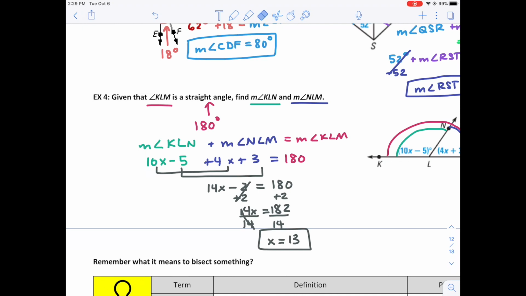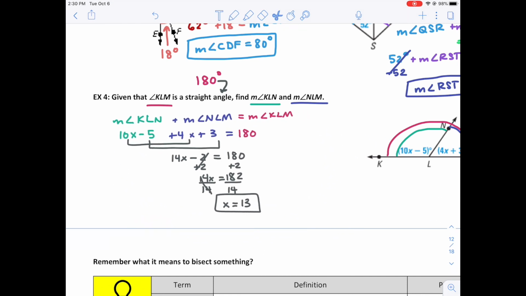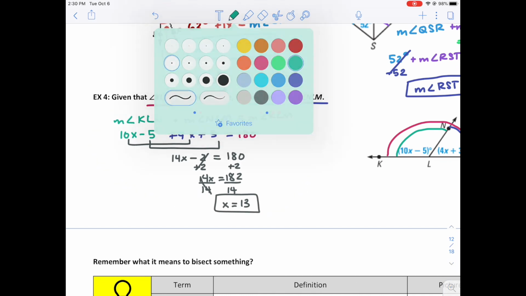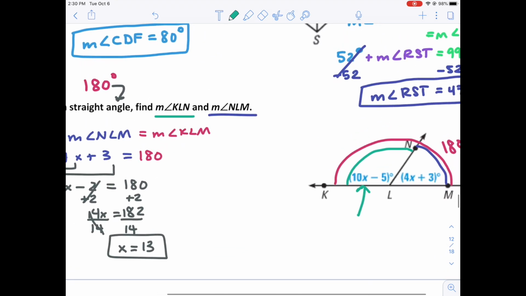I'm going to move this around a little because I'm not actually done. I need to also figure out what the 2 parts measure are. So I need to figure out the measure of KLN and the measure of NLM. And the way I'm going to do that is just plug in my x value. So x equals 13. So I'm going to have 10 times 13 minus 5, which is 130 minus 5, which is 125. So that's the measure of angle KLN.